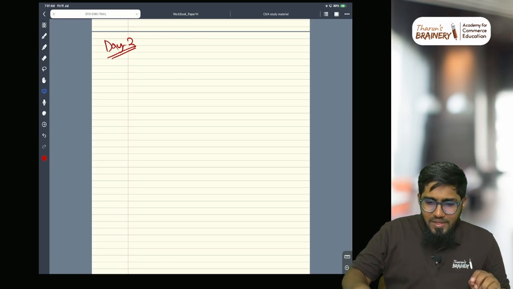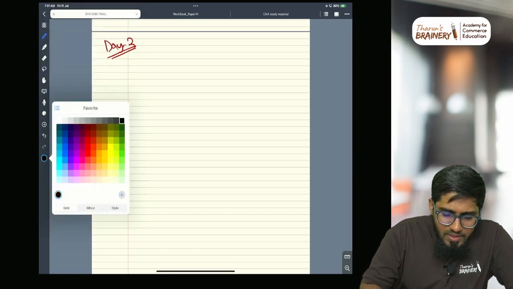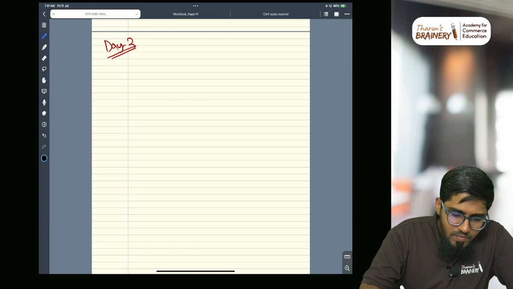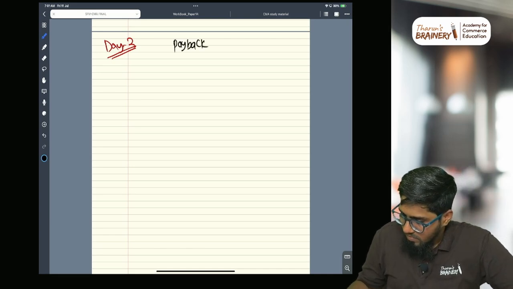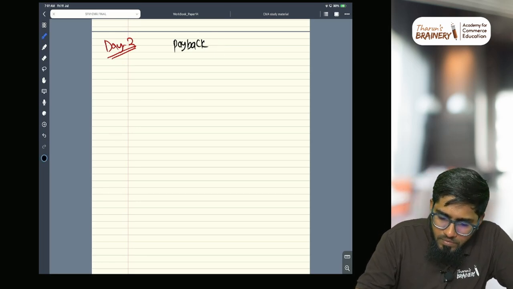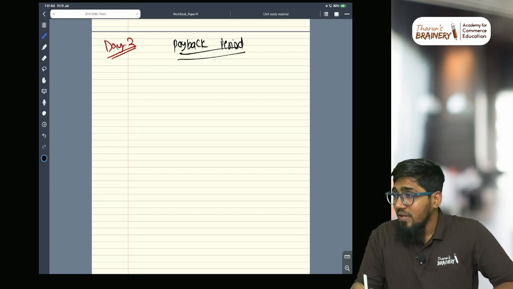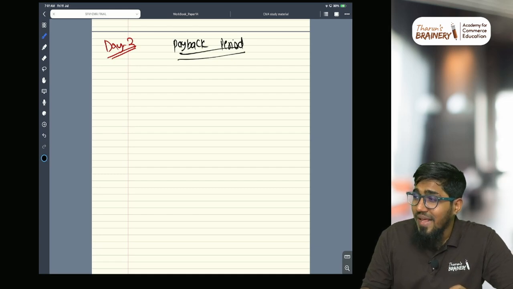So first write the heading as payback period. It is one of the techniques of capital budgeting. You all know the importance of a technique, because that will help you take a decision.